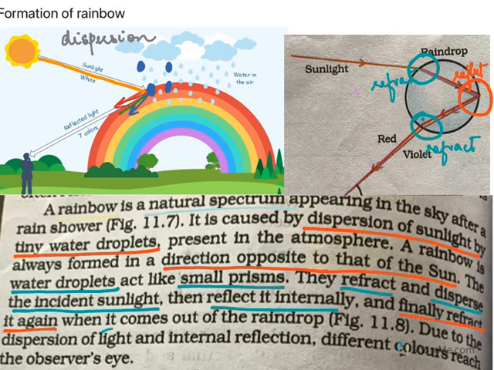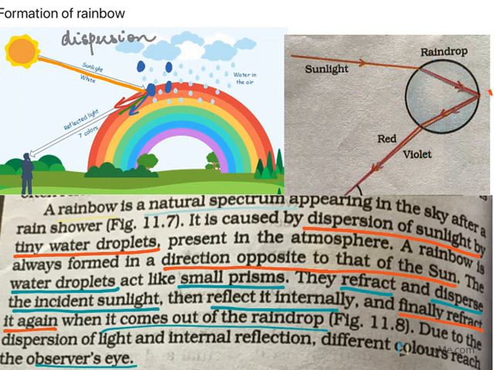When it comes out of the raindrop, due to the dispersion of light and internal reflection, different colors reach the observer's eye. So we have the color split into many components. What reaches our eye are different components, and hence we can see the rainbow. So you need to write this entire answer for the formation of rainbow. You need to mention the word dispersion, water droplets, that the light when it enters first gets refracted, reflects, and is refracted again into different colors.